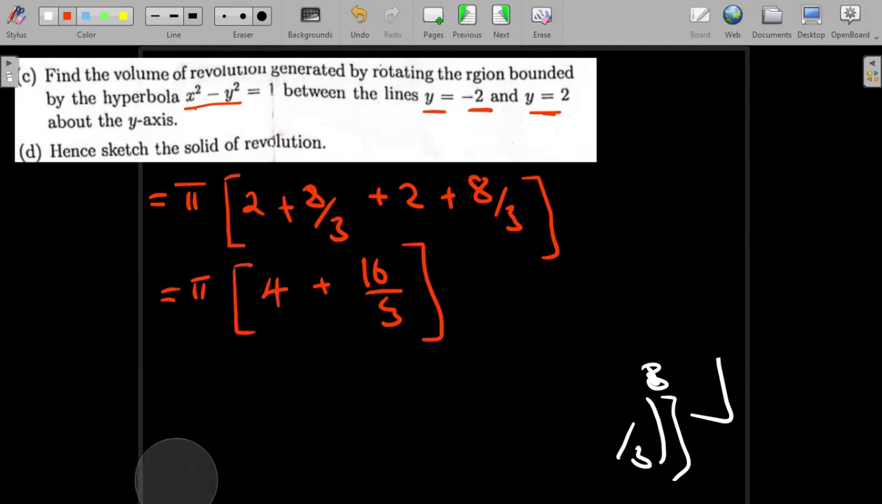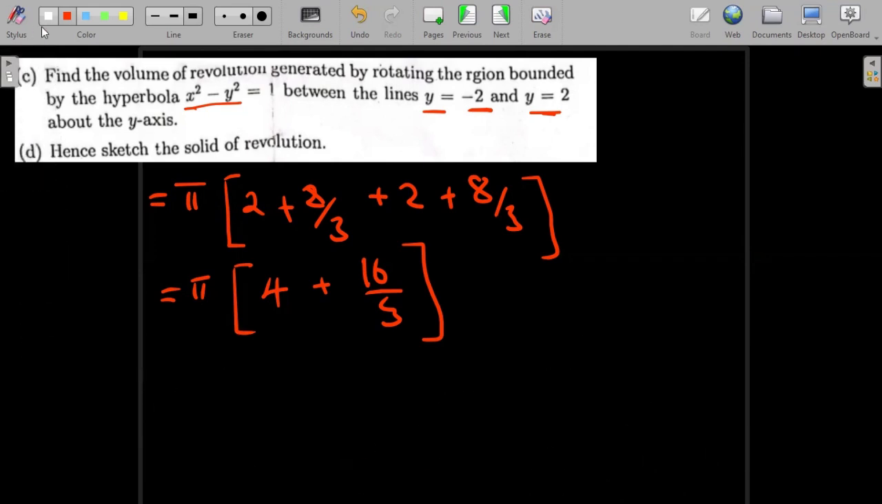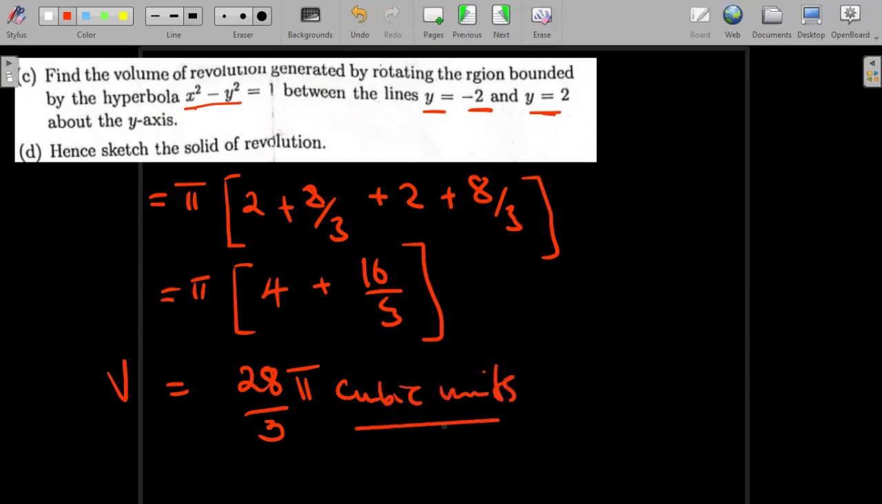So our final answer is that the volume is going to be equal to 28 over 3, then you have your pi multiplying, so that will be 28 pi over 3. Since this is a volume, that will be cubic units, since you don't know exactly what units they've given you. So you just say cubic units. So this is how you find the volume.